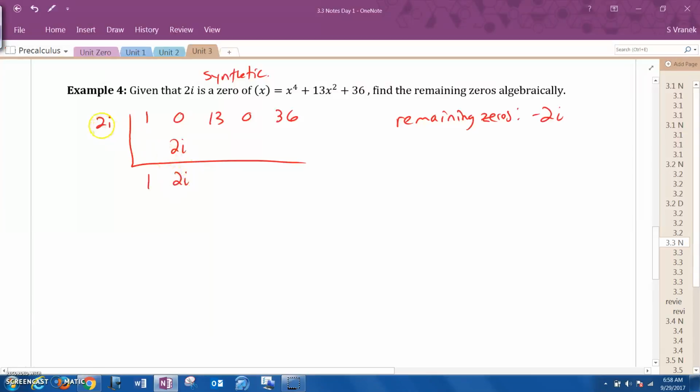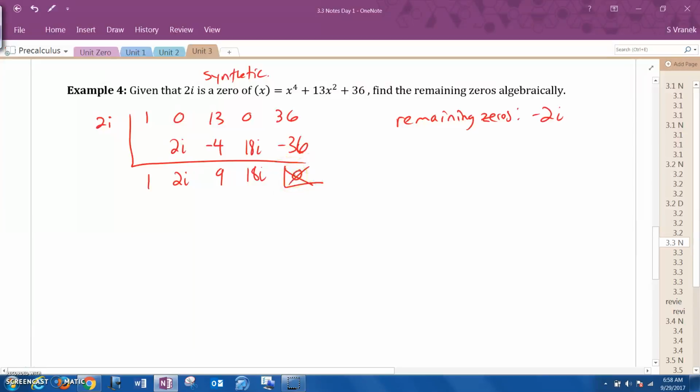2i times 2i is a 4i squared. Remember, that changes the sign then. 2i times 2i is 4i squared, which is a -4. Bring this down, and you get a 9. 9 times 2i is 18i. Bring that down, because that's plus 0 is 18i. 18 times 2 is 36, but then it's i squared, so it becomes a -36, which is good because it shows us that that's a 0.